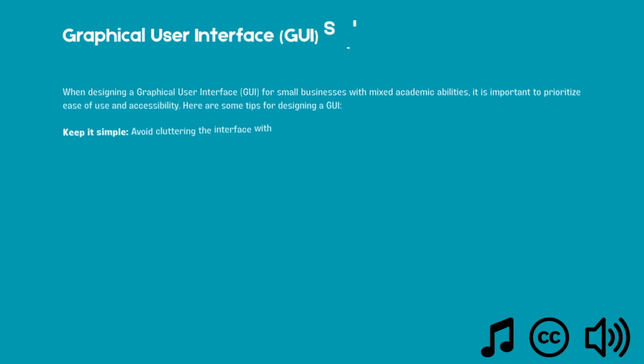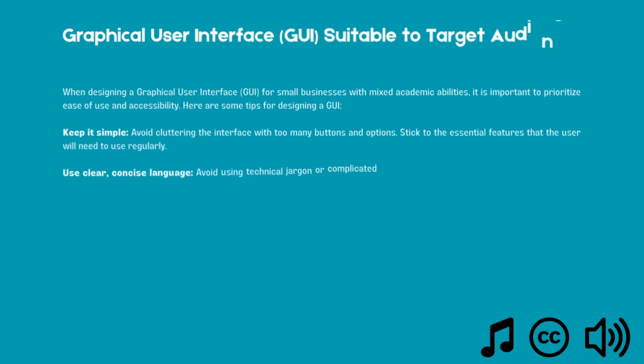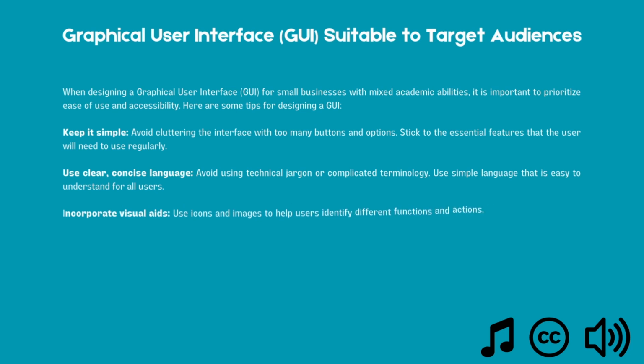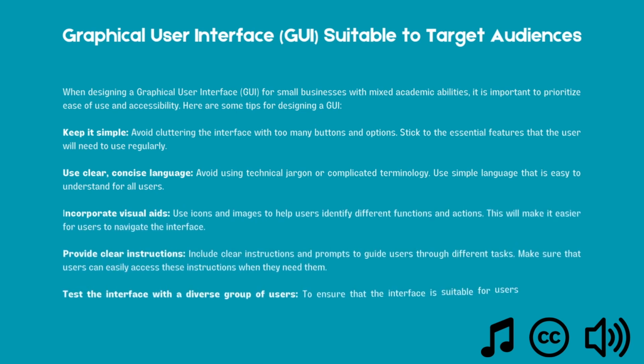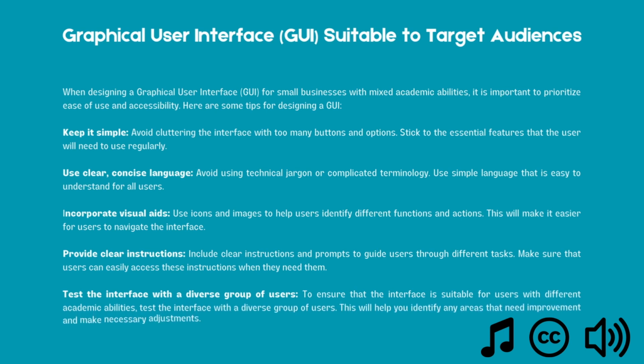Graphical user interface suitable to target audiences. When designing a graphical user interface for small businesses with mixed academic abilities, it is important to prioritize ease of use and accessibility. Here are some tips for designing a graphical user interface that is suitable for this target audience. Keep it simple. Avoid cluttering the interface with too many buttons and options. Stick to the essential features that the users will need to use regularly.